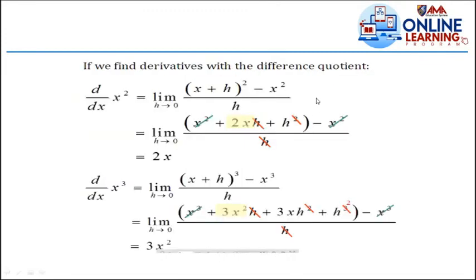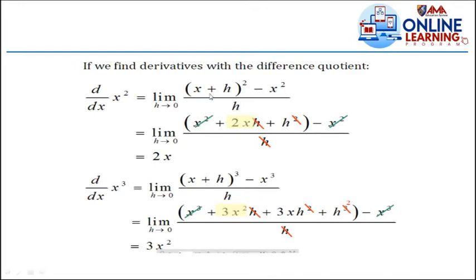So we have here another application. If we find the derivative with the difference quotient, let's say, for example, the derivative of x squared with respect to dx. By this time, we're going to make use of the formula that we had last week. We're going to replace x by x plus h minus the function of x, divided by h. So we have x squared. We're going to replace it by x plus h raised to 2 minus the function of x, which is x squared, then divided by h as h approaches 0.